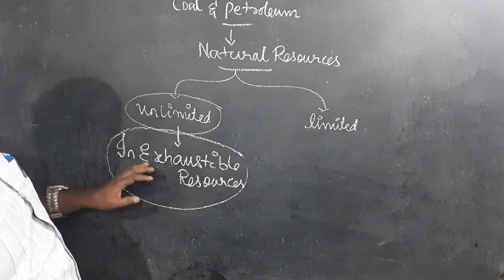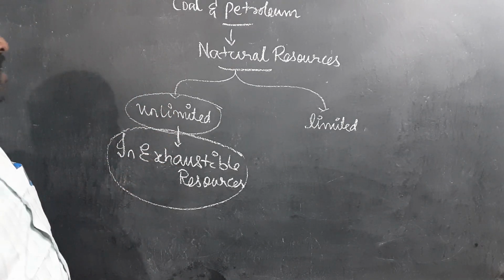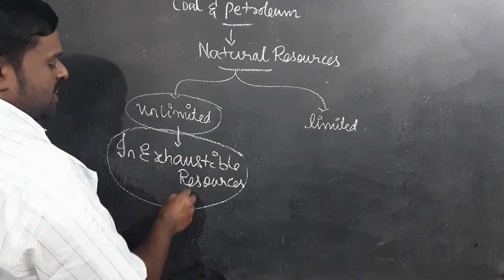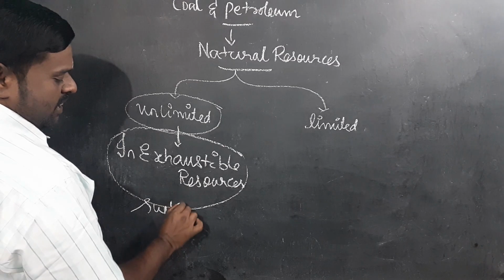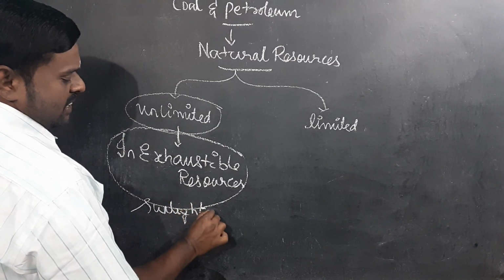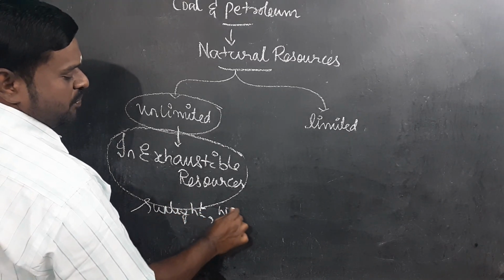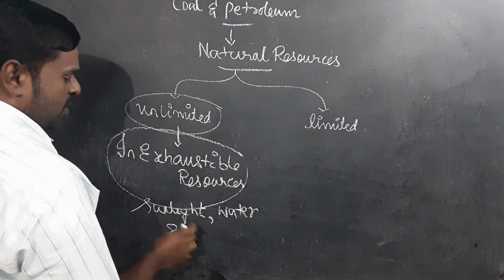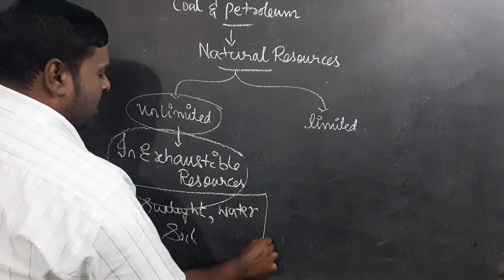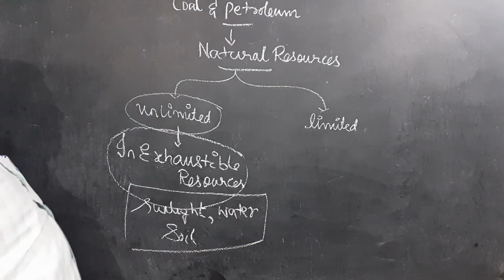So all this is called inexhaustible resources. A very good example of inexhaustible resources is, as I told you, sunlight. Not only sunlight, but water and soil. These are all very good examples of inexhaustible resources.